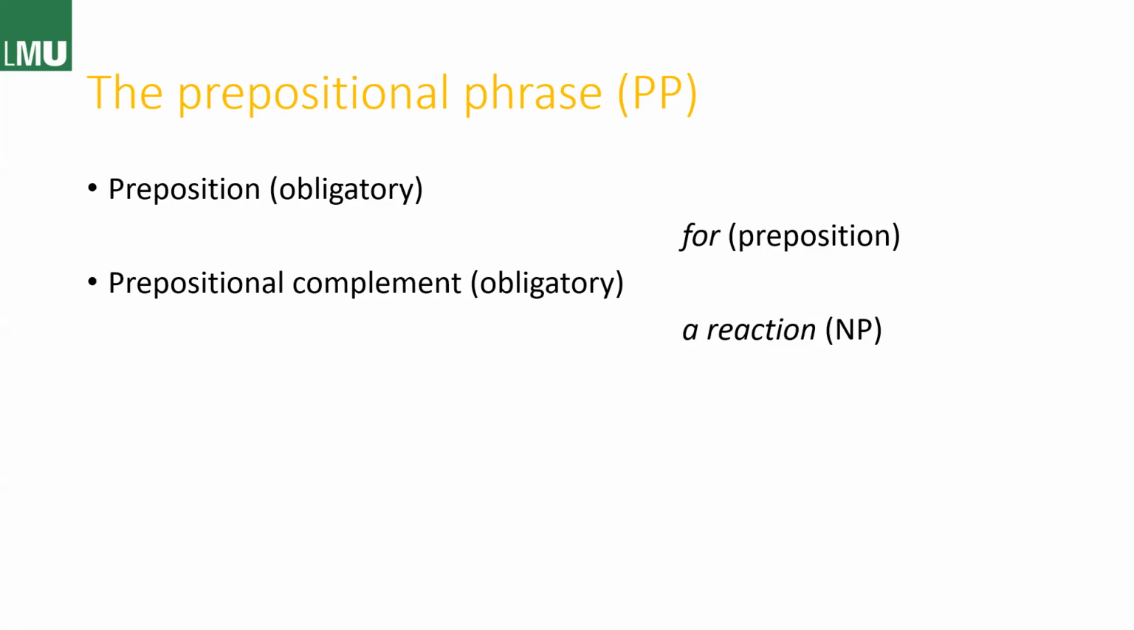So in our example, "for a reaction", which is, as you might have noticed, one of the post modifiers of a previous example, we've got "for" as our preposition. And the prepositional complement is everything that comes after the preposition and belongs to it. In most cases, a noun phrase. It can also be a clause, and it can be several other things, in fact. But in my experience, the most usual case is a noun phrase. Here we have "a reaction".